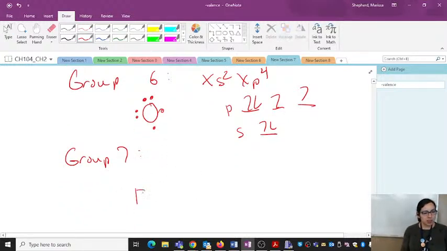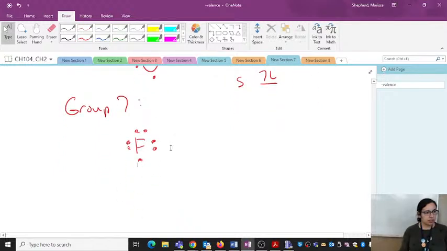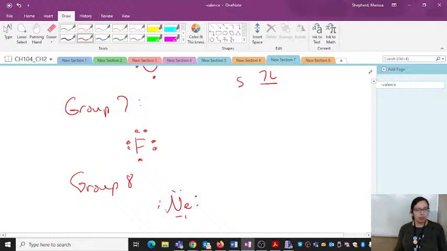So group 7 would just look like that. And then group 8, of course, would have a complete shell.